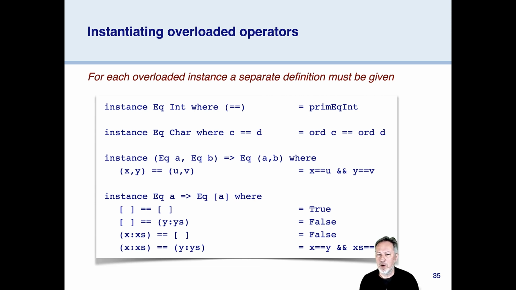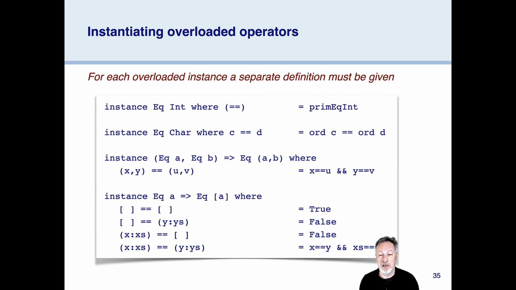Now that we have equality for integers, we can leverage that to define equality for other things. For example, equality for characters. A character C is equal to a character D if their ASCII values are equal. So ord C will tell us what is the ASCII integer value representing that character, and the same thing for D.